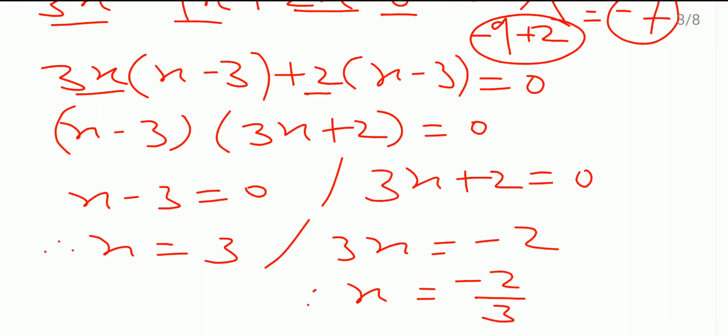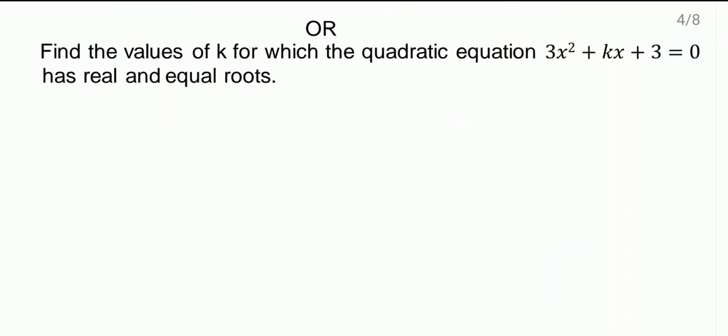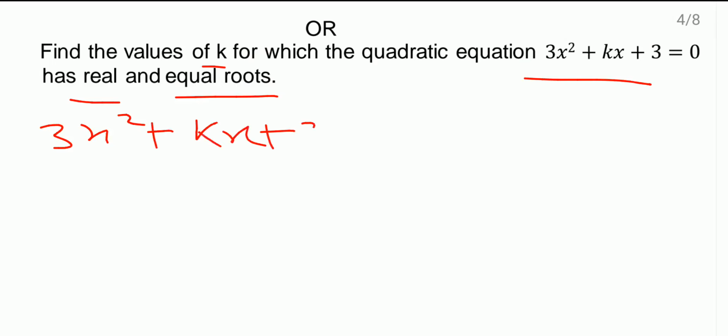Therefore, we get 2 roots of this equation, this one and this one. Right? Let us see the second question. Okay, second question, they have given as the option for the first one. Find the value of k for which the quadratic equation has real and equal roots. So they have given us the quadratic equation as 3x² + kx + 3 = 0.